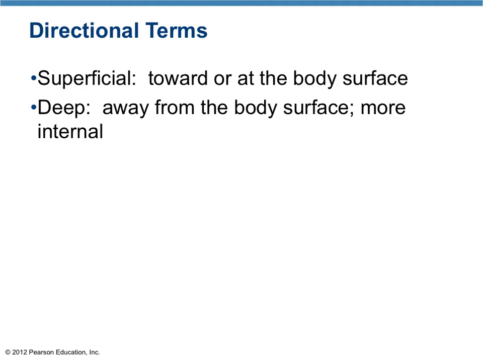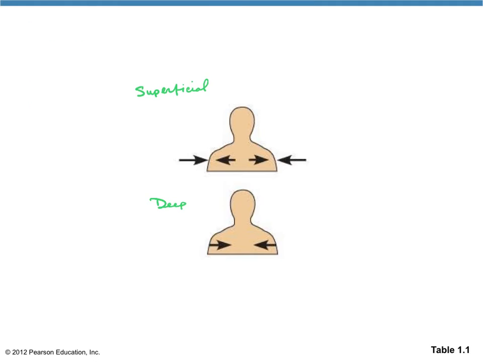Now we're going to talk about the terms superficial and deep. Superficial means towards or at the body's surface. Deep means away from the body's surface or more internal. So to review these terms, you could say that your skin, for example, is superficial to your muscular tissue because your skin is closer to the surface of your body than your muscular tissue is. You could also say that your bones are deep to your skin because your bones are further to the interior of your body than your skin.